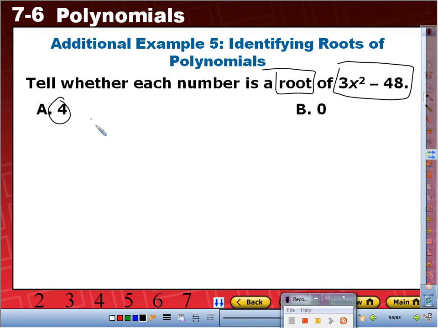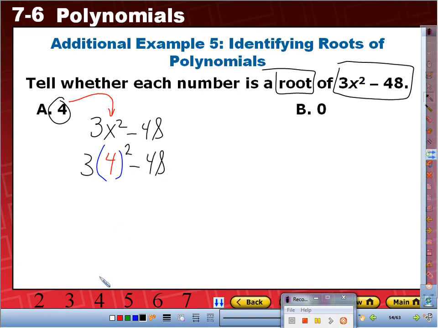I take the polynomial, 3x squared minus 48. And what I'm going to do, I'm going to substitute that value where we have a variable. So that becomes, check this out, 3 times 4 to the second degree minus 48. So what is 4 squared? 16 times 3 minus 48. What is 3 times 16? 48 minus 48. What is 48 minus 48?